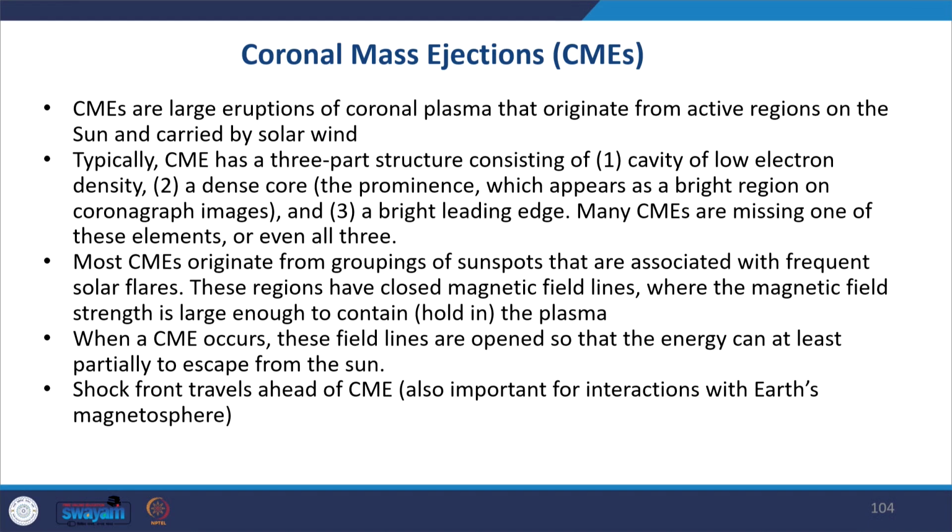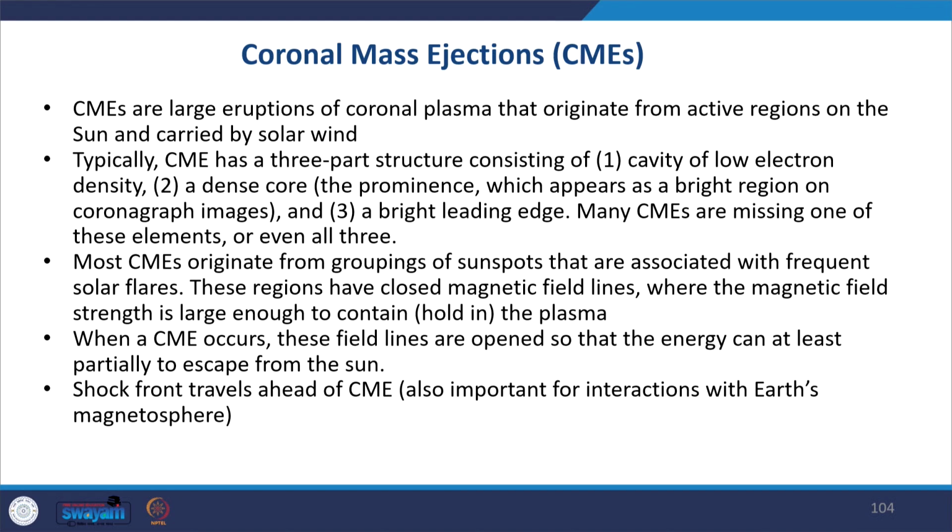Most CMEs originate from groupings of sunspots that are associated with frequent solar flares. So it is evident that coronal mass ejections originate at the sunspots. Like I said, they are the windows of all the solar prominences. These regions have closed magnetic field lines where the magnetic field strength is large enough to contain a lot of plasma. When this is heated and thrown into space, that is what you get to see as a CME.